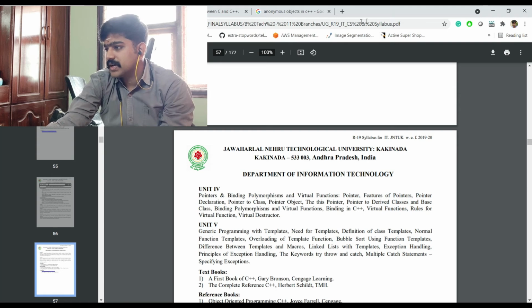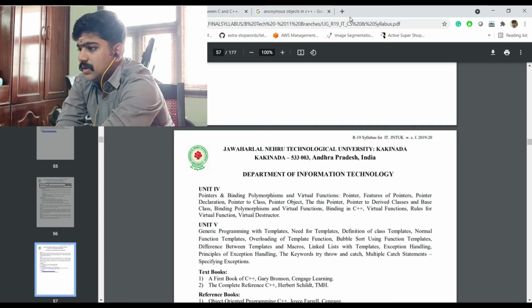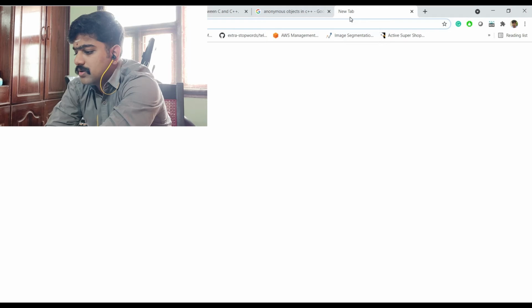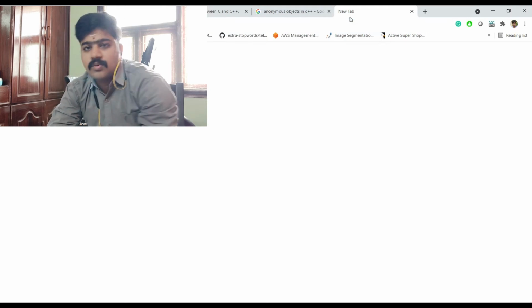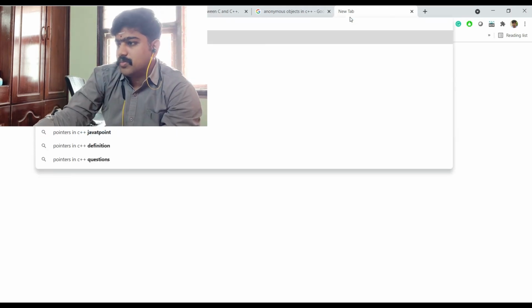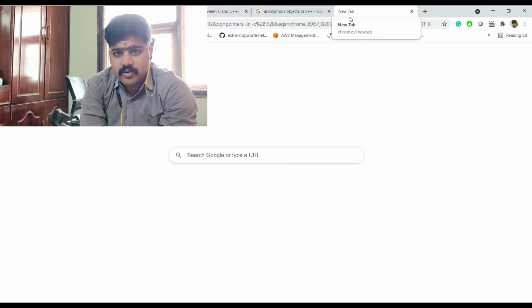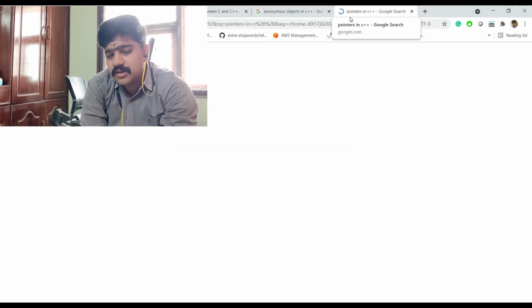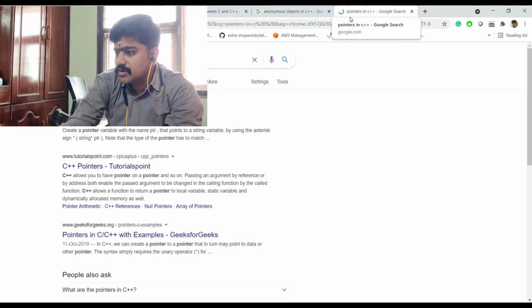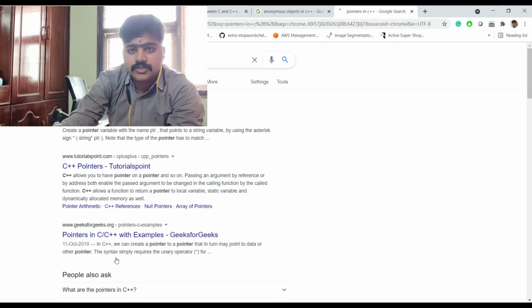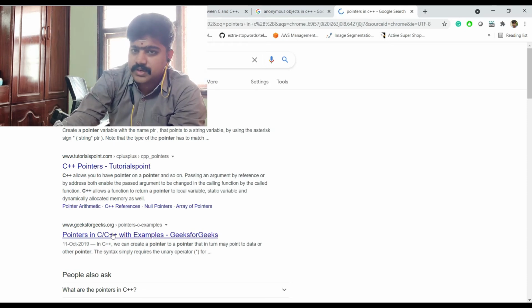Let me show a website to operate. I think GeeksforGeeks or any similar site is most useful for you. For pointers in C, there are GeeksforGeeks, Tutorialspoint, JavaTpoint. These are the different sites where you can study these kinds of topics. And W3Schools or GeeksforGeeks also has the concept. I can share these websites with you so that you can study.